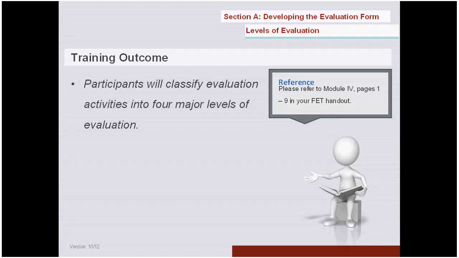Okay. Today you will have an opportunity to learn about and practice classifying evaluation inquiries into the 4 levels of evaluation. Also feel free to access the identified pages in your FET handout that are in the little gray box, which is up on the screen, pages 1 through 9 in Module 4. You can have those handy if you want, or you can refer to them later.